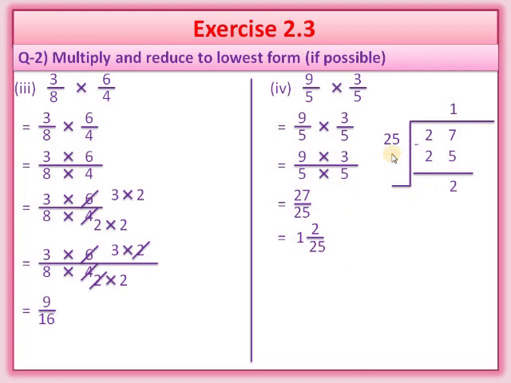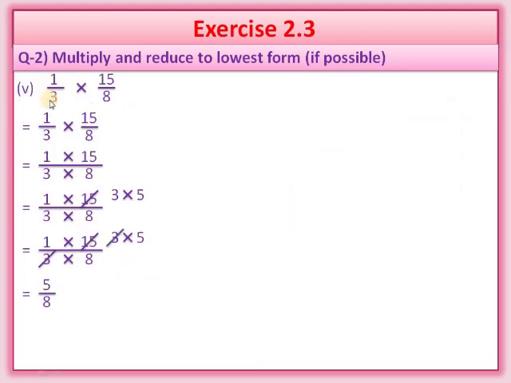Okay. Now we will move on to question number 5. Okay. So 1 upon 3 multiplied by 15 upon 8. So we will multiply all the numerators and all the denominators. Okay, so 1 multiplied by 15 upon 3 multiplied by 8. So beta, can I write 3 multiplied by 5 instead of 15? Because 5 threes are 15. Okay, understood? We have divided into factors.